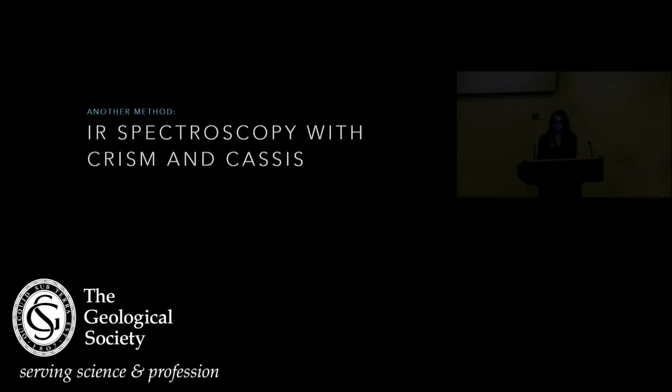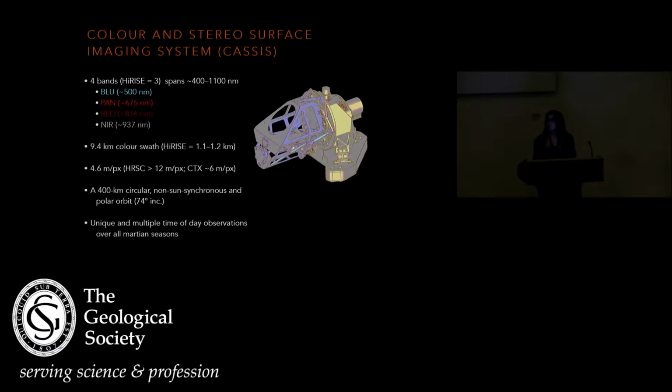Changing gears a little bit, we recently found another method by which we can look for signs of recent gully activity using IR spectroscopy from CRISM and CaSSIS, which is the camera aboard the ExoMars TGO orbiter that's on the way to Mars right now. This is serendipitous because the CaSSIS science team is actually having their meeting in Bern as we speak. CaSSIS is the Color and Stereo Surface Imaging System. It has four color bands that it's going to be imaging with: a blue, a panchromatic, a red, and a near IR.